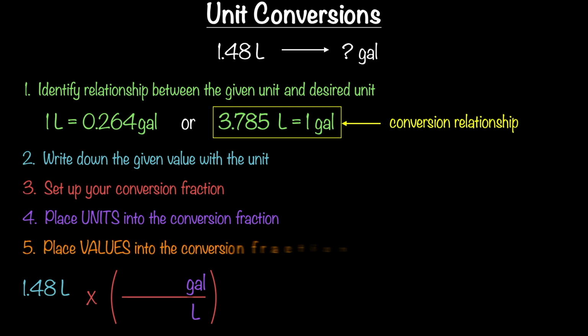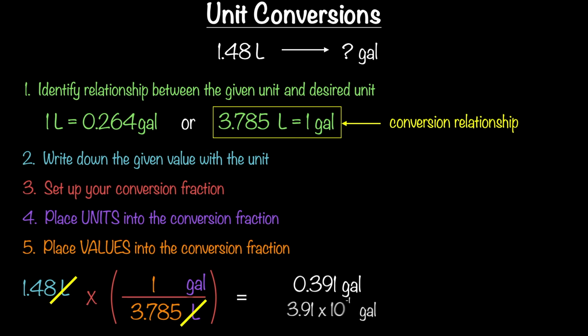Step number 5 then is to just place the values into the conversion fraction. Remember, they're coming from the conversion relationship. So the liter had a value of 3.785, and the gallon had a value of 1. And guess what? We are finito. So simply plug this into the calculator. So 1.48 times 1 divided by 3.785 gives us a value of about 0.391 gallons. In other words, converting that into scientific notation, 3.91 times 10 to the minus 1 gallons, and that's it.